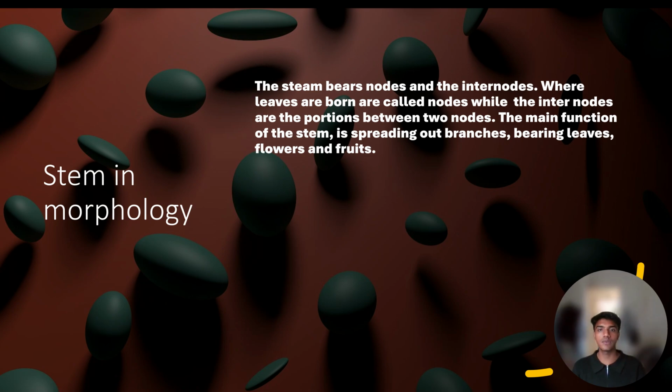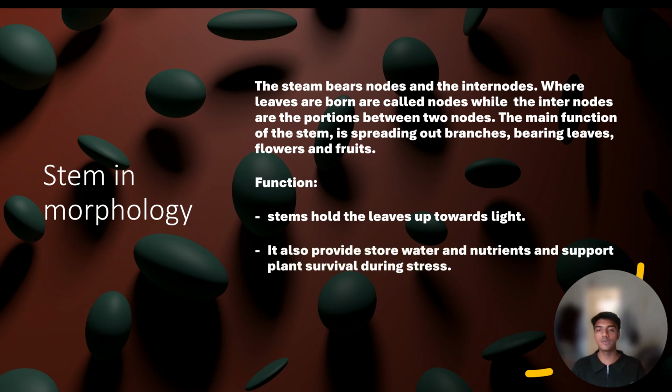The main function of the stem is bearing branches, leaves, flowers and fruits. The function of the stem in morphology: the first one, stem holds leaves toward light and also elevates flowers for pollination. The second one is also to provide storage of water and nutrients and support plant survival during stress.